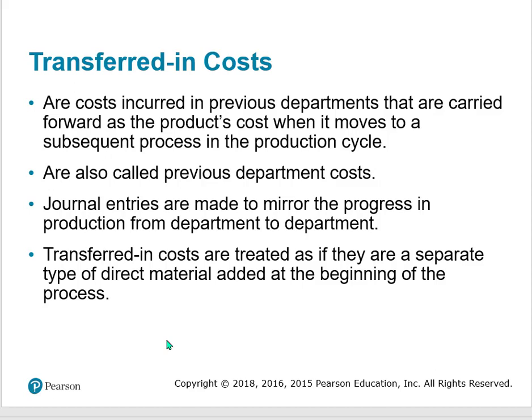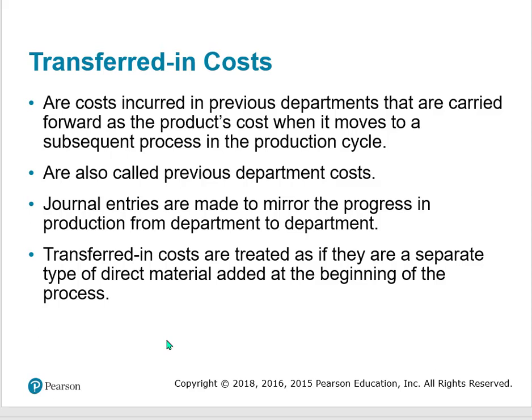Okay, let's take a look at transferred in costs. Now that you're experts in process costing. Transferred in costs are incurred in a previous department and they're carried forward as the product's cost moves to a subsequent process in the production cycle. So it's just like another material that came in. They're also called previous department costs.